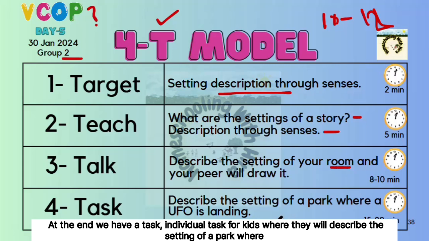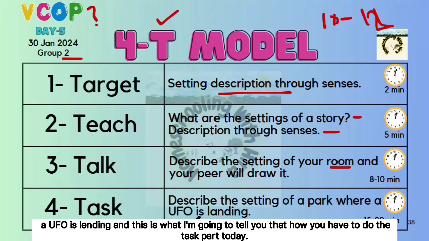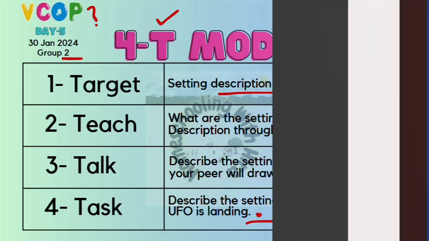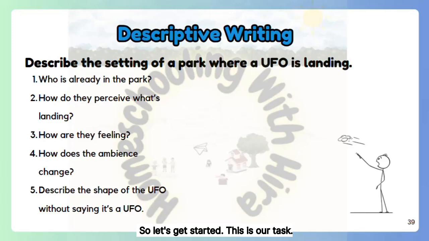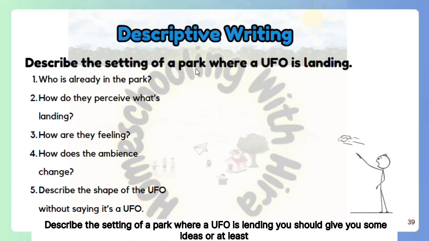At the end, we have an individual task for kids, where they will describe the setting of a park where a UFO is landing. And this is how you have to do the task part today. So let's get started. This is our task: describe the setting of a park where a UFO is landing.